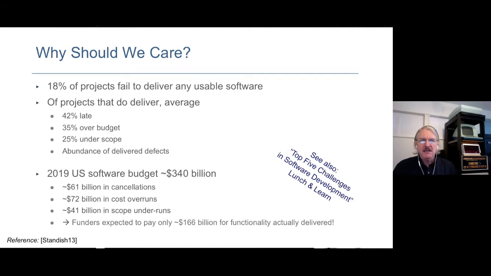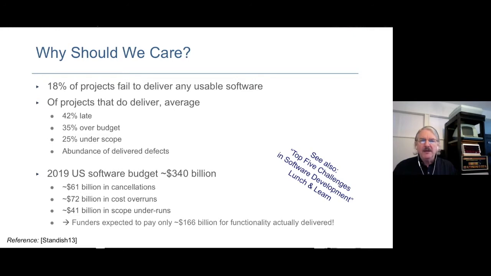But the bottom line is that 18% of projects fail to deliver any usable software at all. In other words, they spend a lot of time, they spend a lot of money, and all of the code that got written doesn't do anything usable by the people who paid for it. That's 18% of the time. Now, of the projects that do successfully deliver software, the other 82% of the projects, on average, those projects are 42% late. So a 10-month project ends up taking 14.2 months on average, and is 35% over budget. And so a project that was originally planned to be a $1 million project ends up actually costing $1.35 million on average.